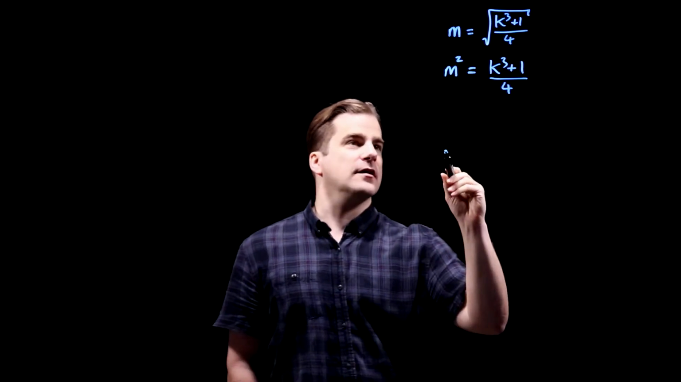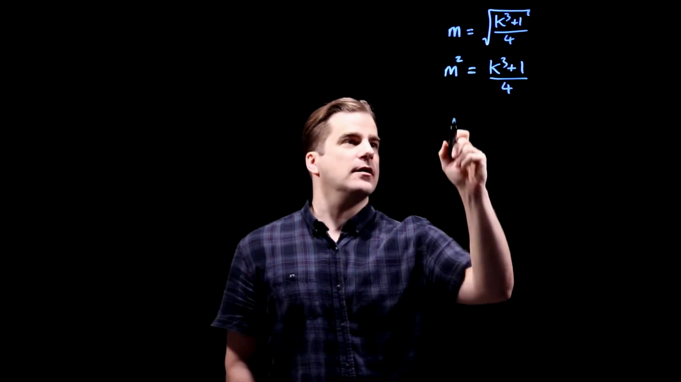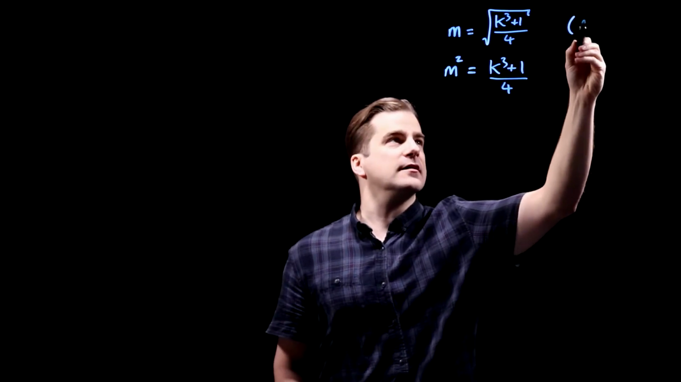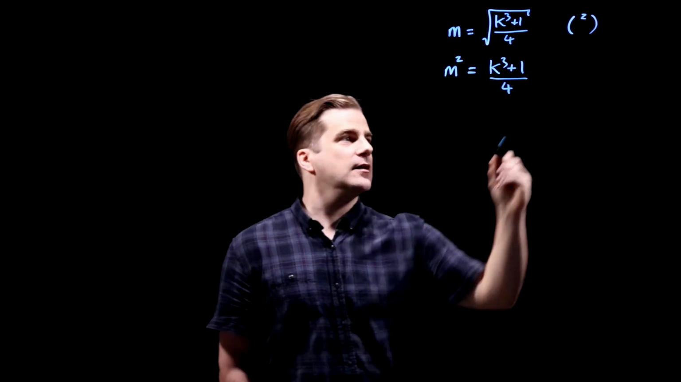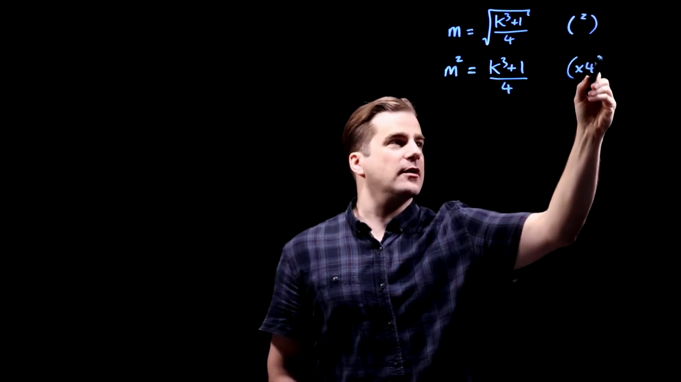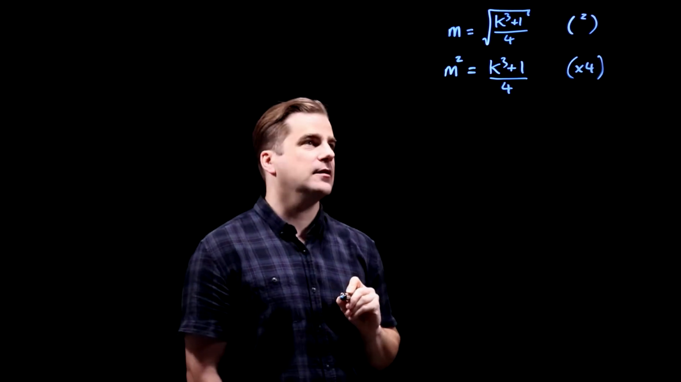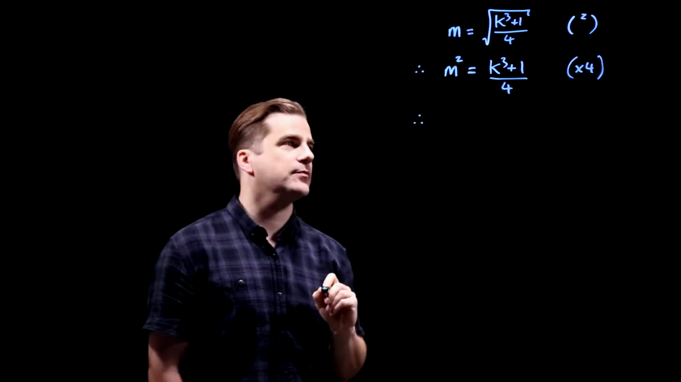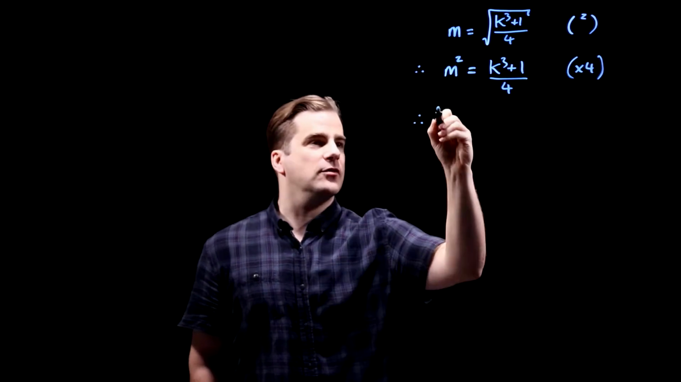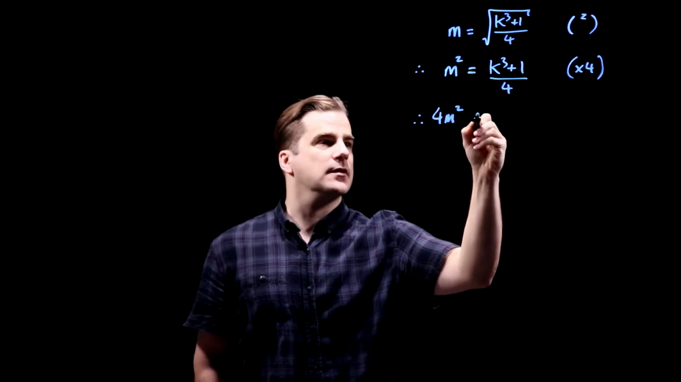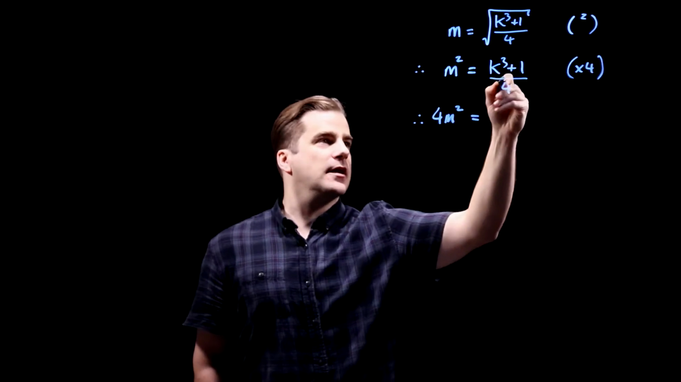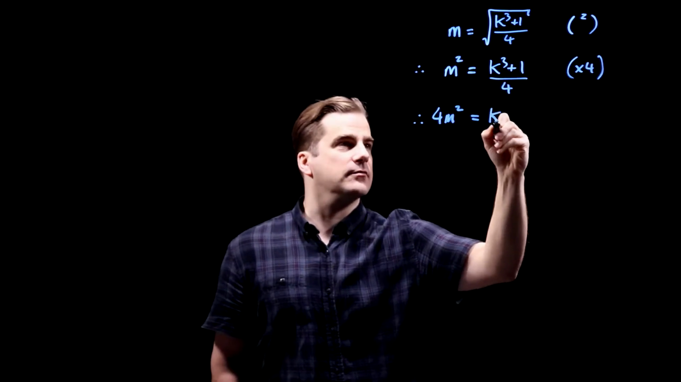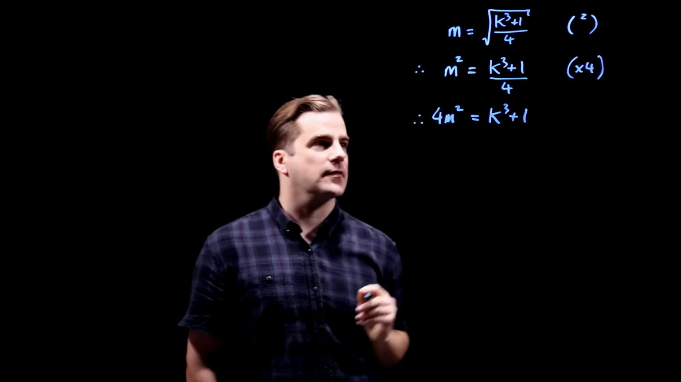Okay? So I'll write what we're doing to both sides here. So we're squaring both sides there. And here we're multiplying both sides by 4. Okay. Therefore, multiplying both sides by 4, m squared times 4 is 4m squared, and k cubed plus 1 divided by 4 multiplied by 4 is just k cubed plus 1. Okay?